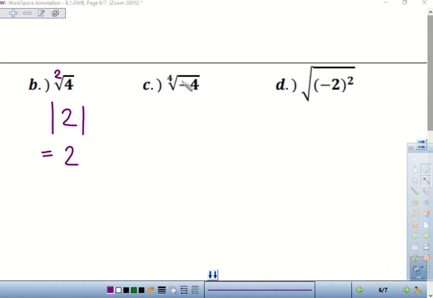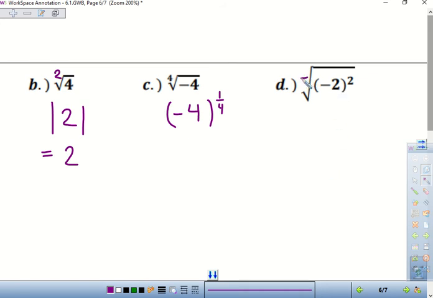Next one here. This one is an even index. Now here's where you have to be a little bit careful about this one. This would be negative 4 to the power of 1/4. We can't actually really do anything to simplify that one, so we can just leave it that way.